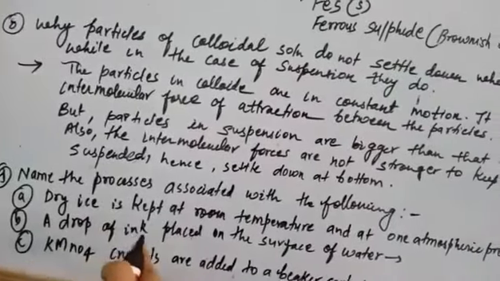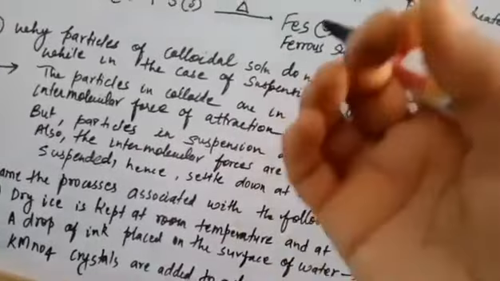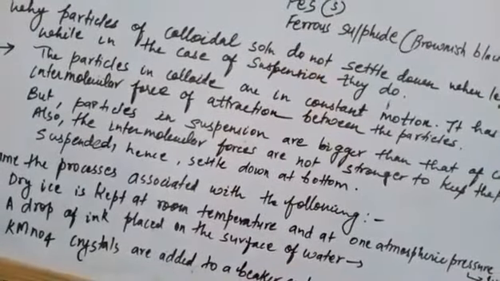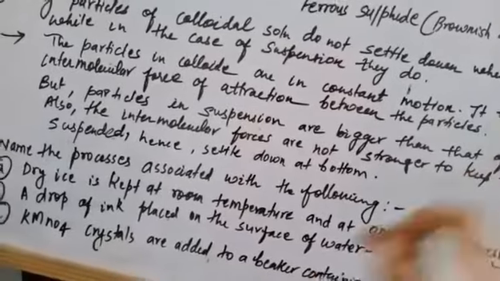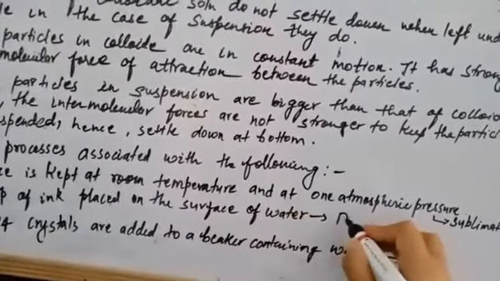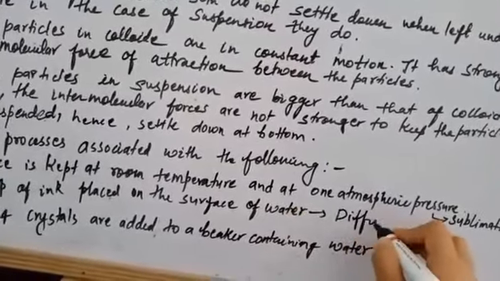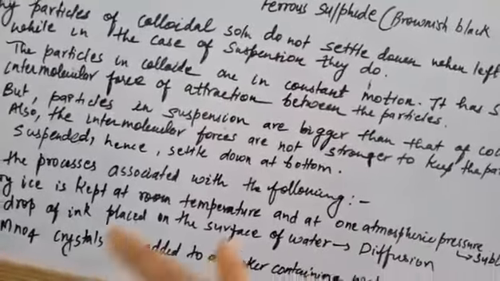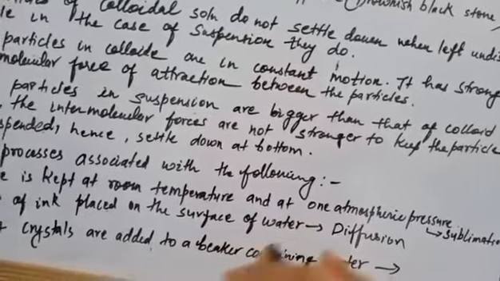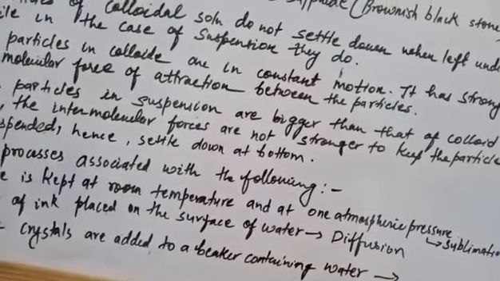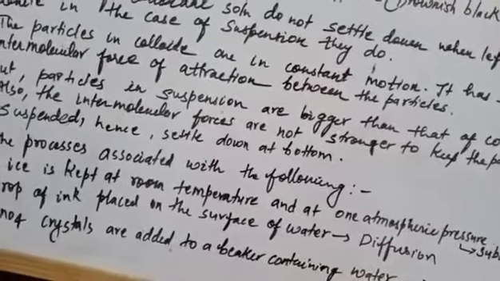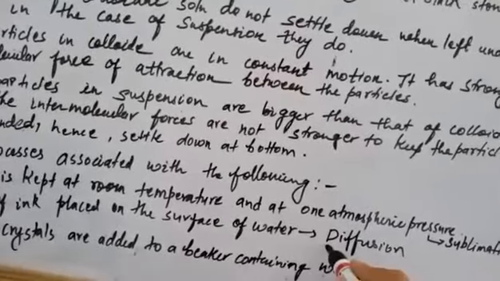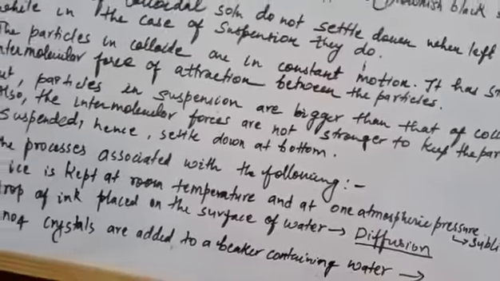Second, a drop of ink placed on the surface of water. If you drop some ink on the surface of water, what is going to happen? Which process? Diffusion. All the particles of ink get into the space between the water molecules. So you can see the diffusion process will take place.